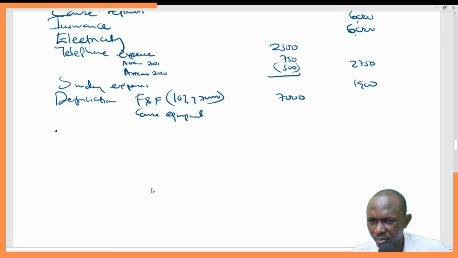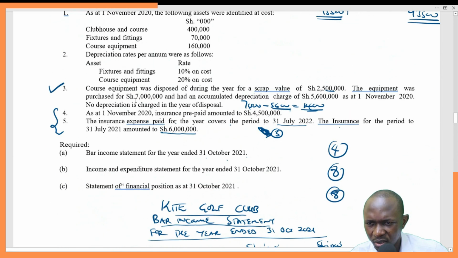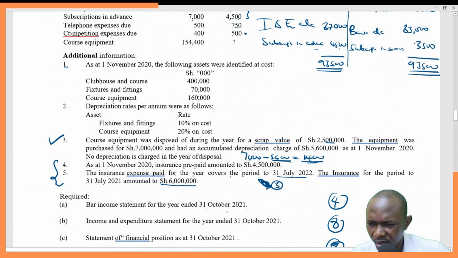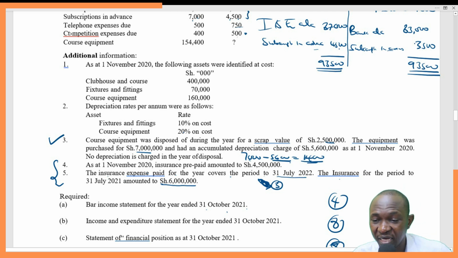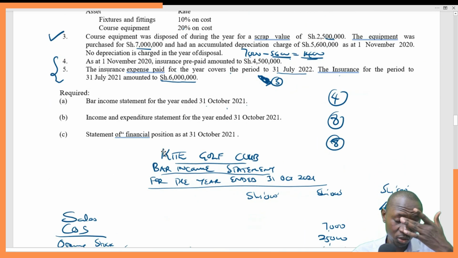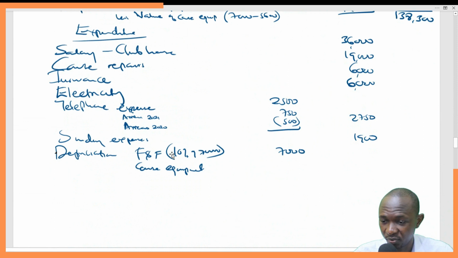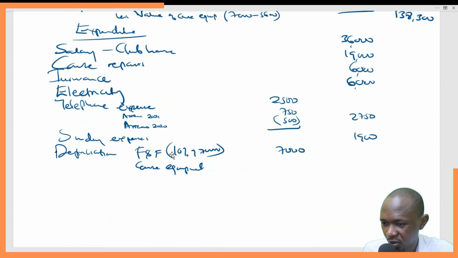And then course equipment. But there's something about the course equipment. Course equipment is 160, but we sold off an item valued at 7,000. The original value was 7,000, so it will be 20% of 160 minus 7. We don't have this item valued at 7,000, so it has reduced the cost. So it will be 20% of 160 minus 7.